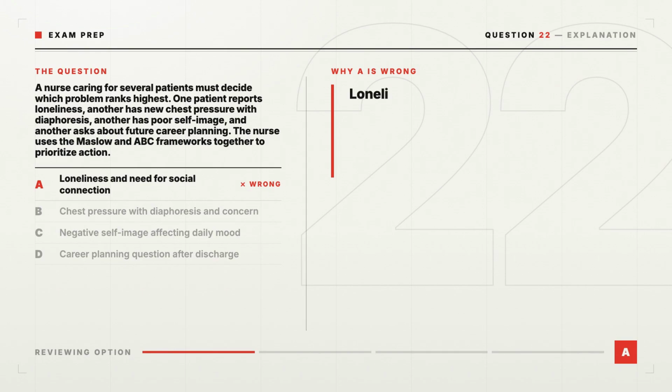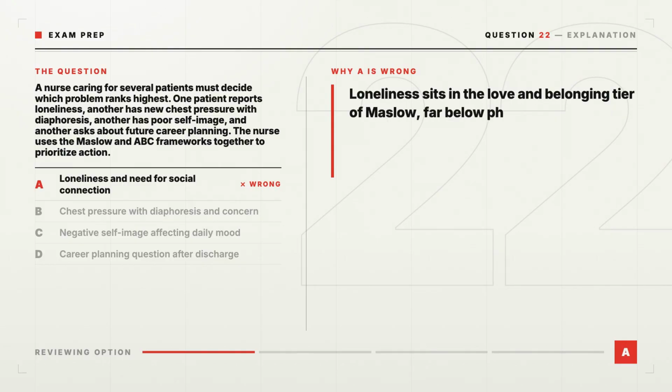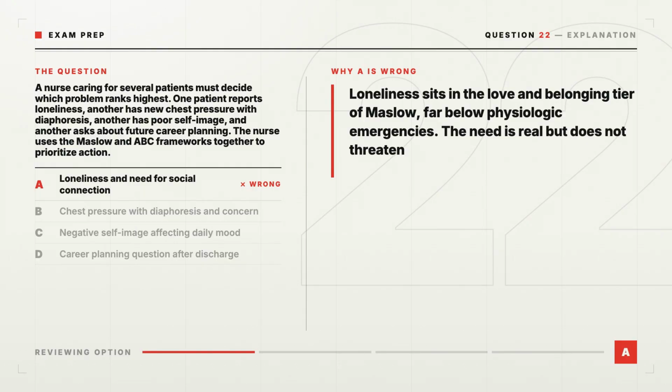A is wrong because loneliness sits in the love and belonging tier of Maslow, far below physiologic emergencies. The need is real but does not threaten survival, so it cannot outrank possible cardiac symptoms in any patient.